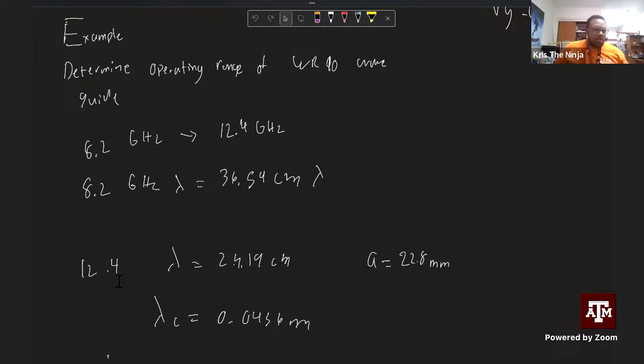But that makes sense. So if we're gonna find the operating range of frequencies of a WR90 waveguide, what we need to do is, am I even on the right page? I am not. What we need to do is take the 8.2 gigahertz and the 12.4 gigahertz and find the wavelengths that it takes to get there. So the way we find wavelengths is speed of light over frequency.